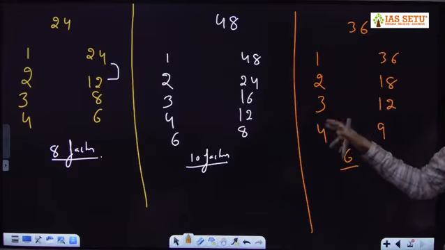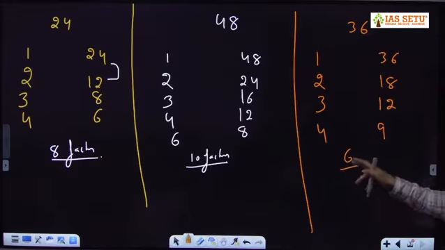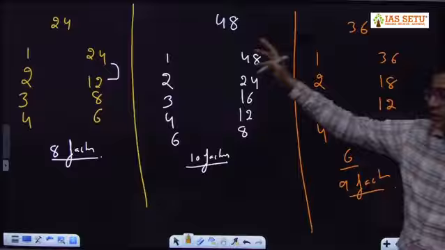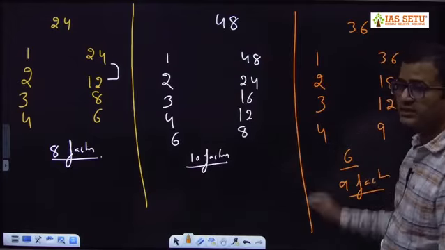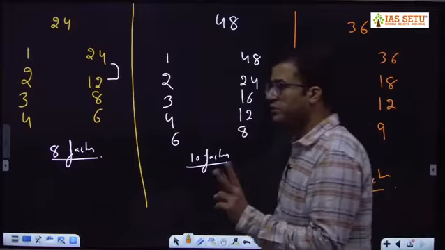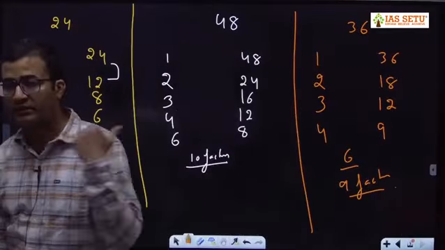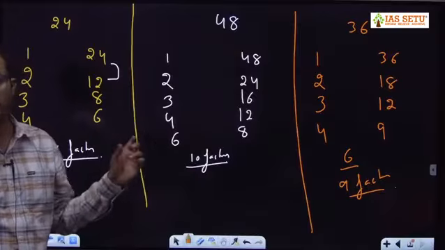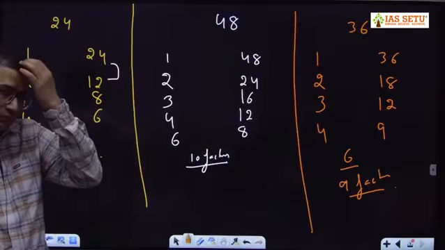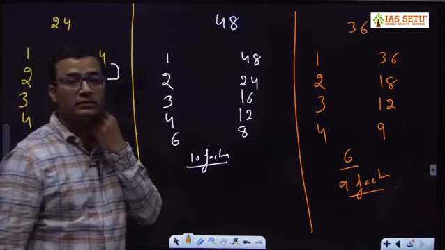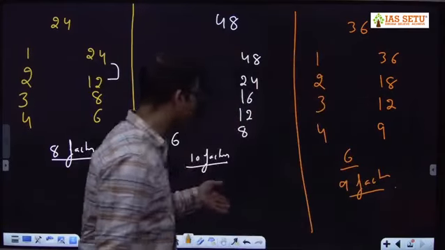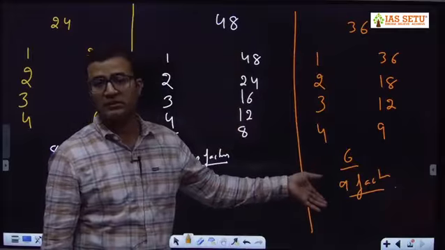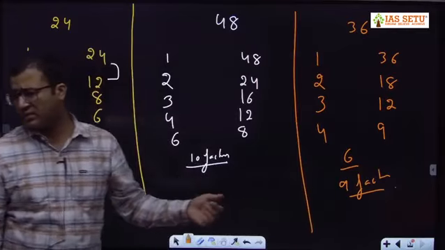So here 36 has how many factors? 4, 4, 8 plus 1, 9 factors. So 24 has 8 factors, 48 has 10 factors, 36 has 9 factors. I give you observations on the number of factors, can you observe anything here? मतलब कुछ समझ में आ रहा है? हाँ जी, कुछ भी क्लिक कर रहा है माइंड में? Like here 24 has 8 factors, 48 has 10 factors, 36 has 9 factors. इवन नंबर कैसे?